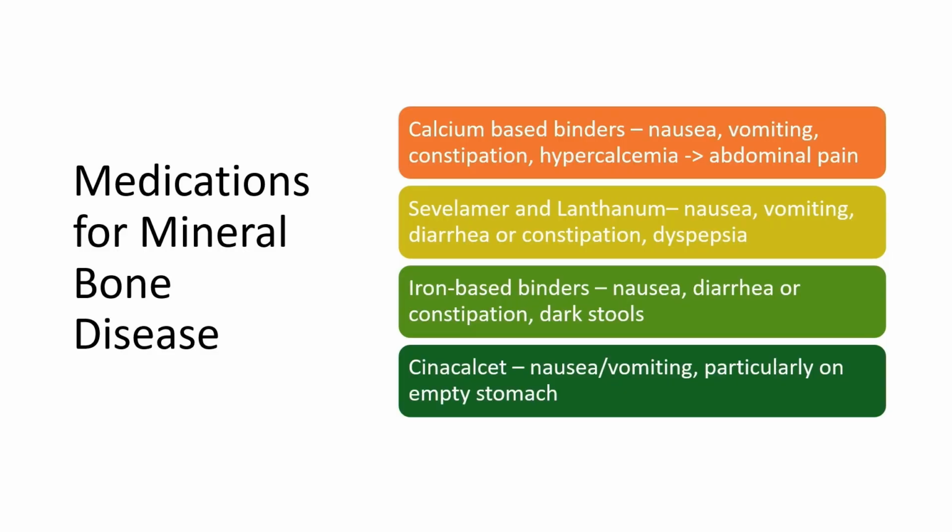Cinacalcet can cause nausea and vomiting, especially if it's given on an empty stomach. So you want patients to take this with food. And then it is more likely when they're on higher doses. So this is generally a once-a-day medicine, but some patients may tolerate it better if it's a lower dose twice a day.